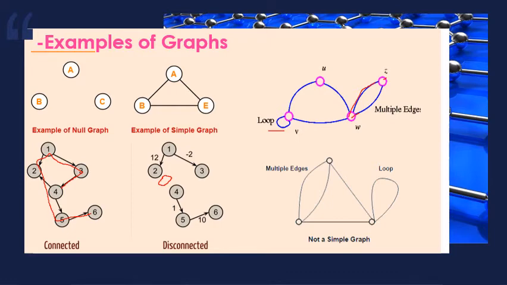Then your graph is no longer a simple graph if you have multiple edges or a loop. The same applies to these two on the right side of our presentation, they are not simple graphs, because we have a loop and at the same time we have multiple edges.